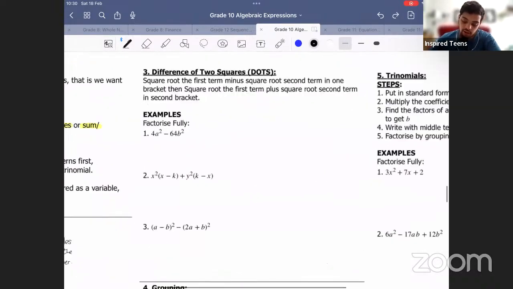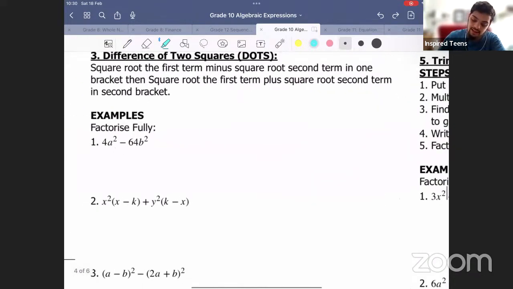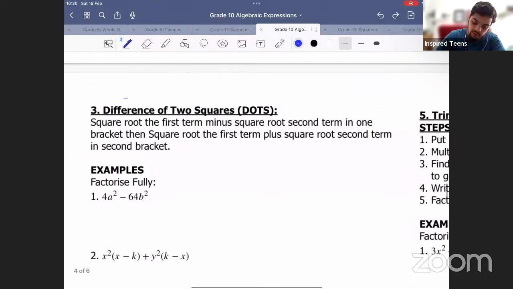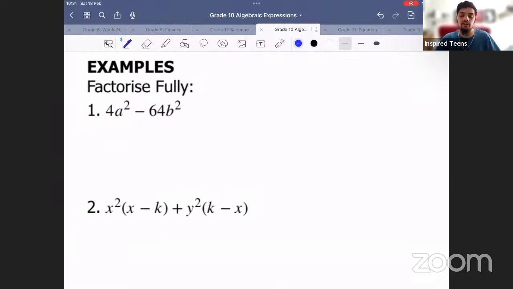Let's talk about difference of two squares. We went through it briefly in the previous lesson. I'm not going to go through that, but it's basically exactly what it states. It's the difference, which is a negative, of two different perfect squares. Let's look at the first one where they say factorize fully.